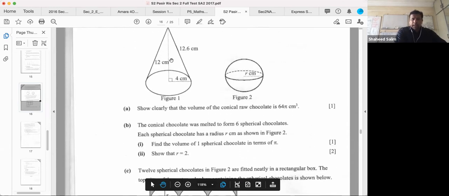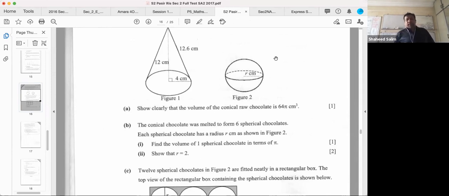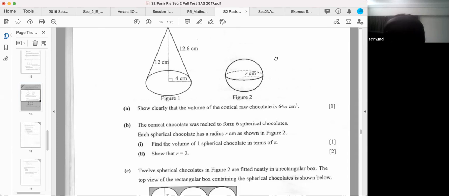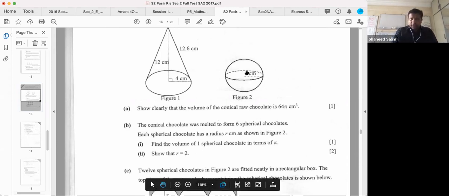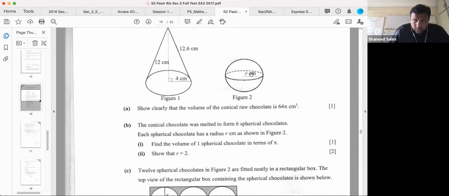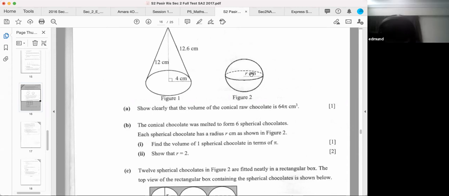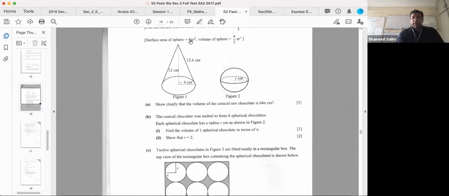A conical chocolate is now melted to form 6 of these balls. So what's the volume of one ball? One sphere. 64 divided by 6. Yeah, 64 divided by 6. Well done. Okay, so you get 10 and 2/3. Then can you find R? Of course, they tell us that R is 2, but can you calculate to get 2 or cannot? There is the formula of the sphere right down here. You can use this formula.